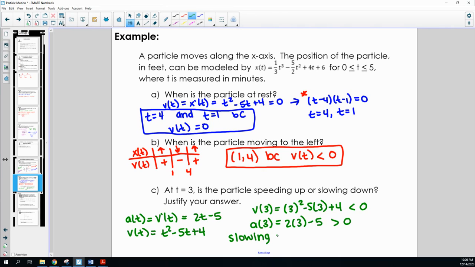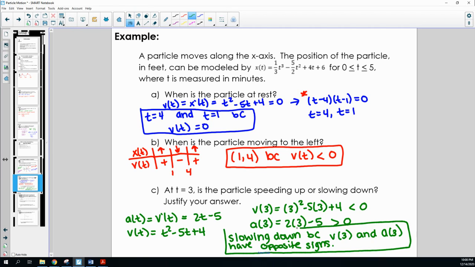So slowing down. And the reason being, this one does say justify your answer. So it's slowing down because v of 3 and a of 3, or you can write velocity and acceleration, have opposite signs. All right, and that's our reasoning. So since we have opposite signs, it's slowing down.